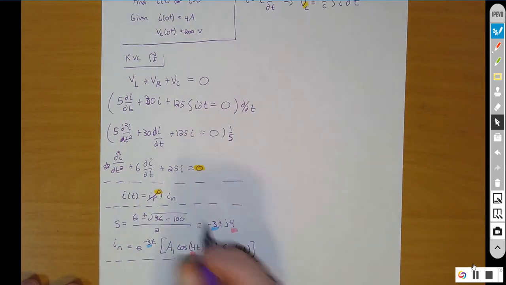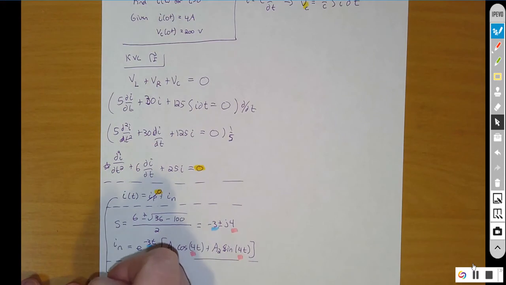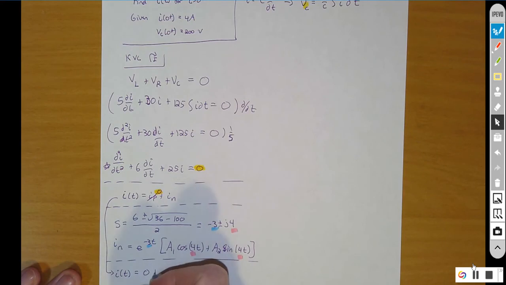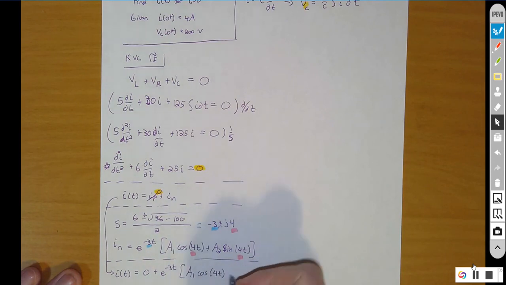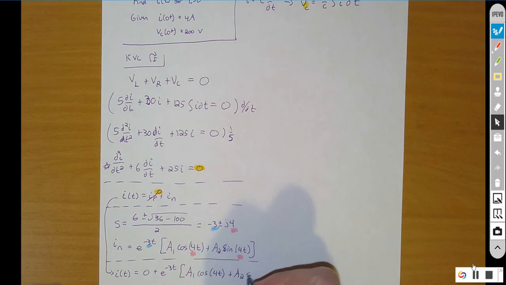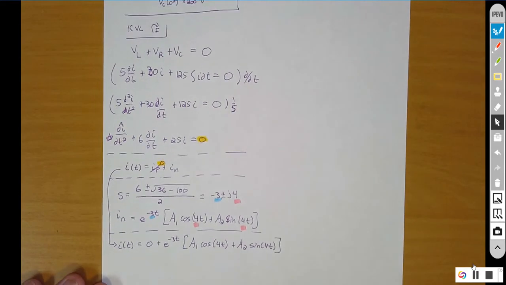Alright, let's rewrite our equation. It's nice to keep an eye on where we are. So we have i of 0 plus e to the negative 3t times a1 cosine 4t plus a2 sine 4t. What should we do now? Well done, we got the particular response and we have our roots. The only thing left to find is our constants. We have 2 of them, but we'll do the easy one first, the one you're thinking of.